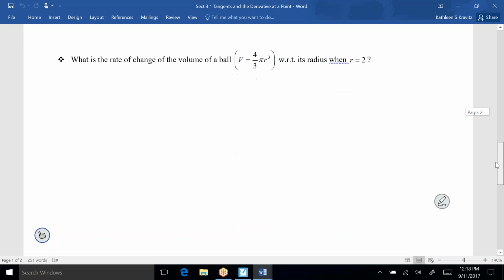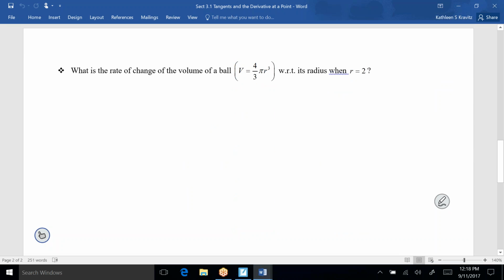All right, so what is the rate of change of the volume of a ball? There's the formula for the volume of a ball or a sphere: V is equal to 4/3 pi r cubed, with respect to its radius when r is equal to 2. So we're talking about a rate of change of something. That's the same thing as talking about the slope of something, which is the same thing as talking about its derivative.